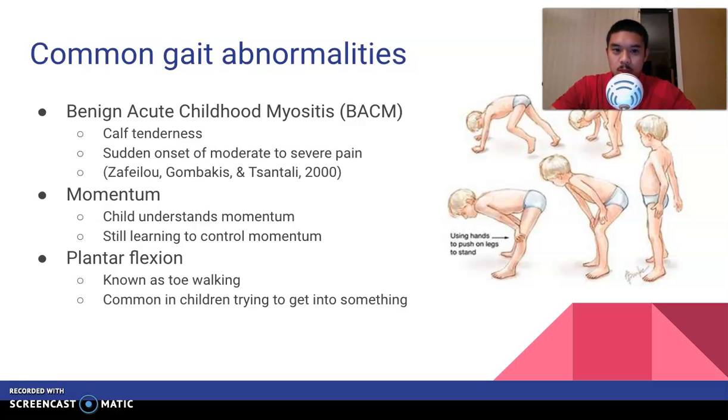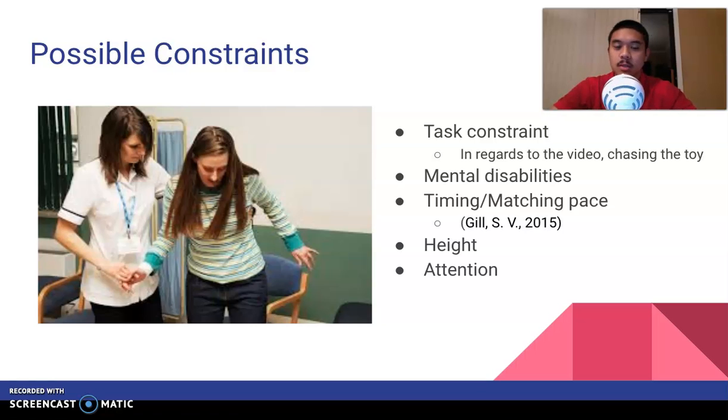In the video, the child was chasing after a toy, so that's probably why she was staying on her toes, because she had more control of her momentum when she was on her toes as opposed to being flat-footed on the ground. Possible constraints: like I said earlier in the last slide, task constraint.